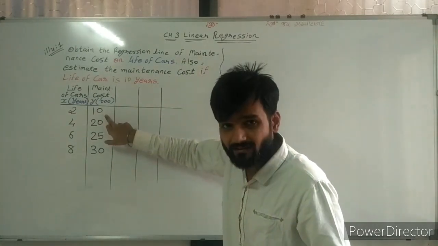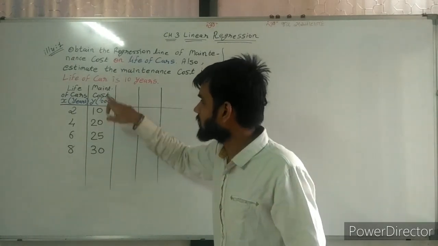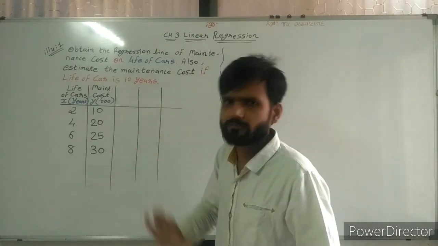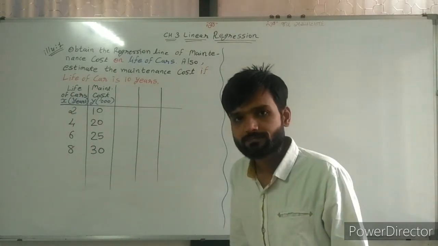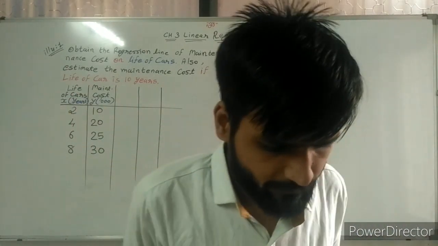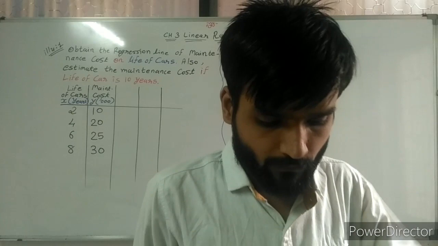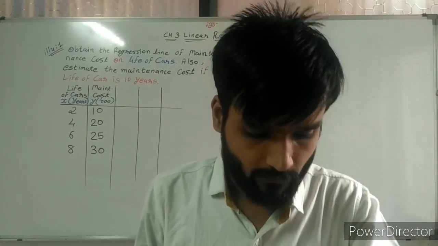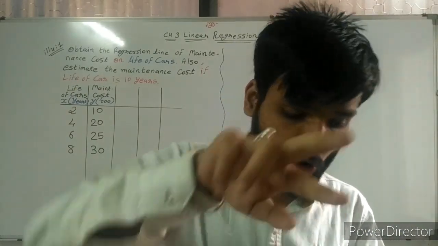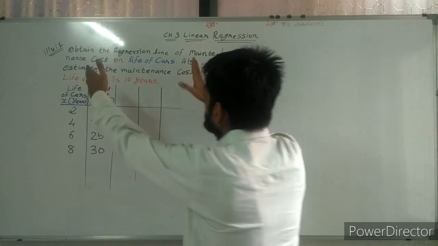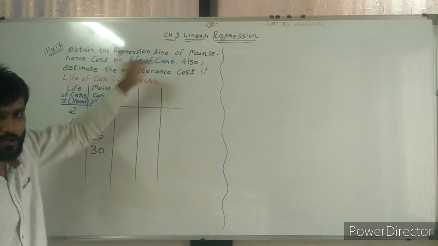So that is written here. Now this is not 10, it is 10,000. In the same way this is 20,000, 25,000 and 30,000, but written in short. In the same way years: 2 years, 4 years, 6 years, 8 years. Now reading ahead: obtain the regression line of maintenance cost on the life of car.